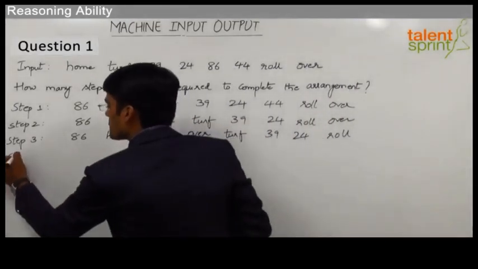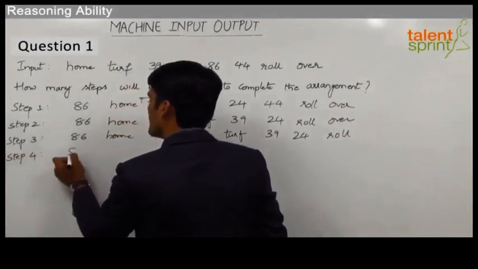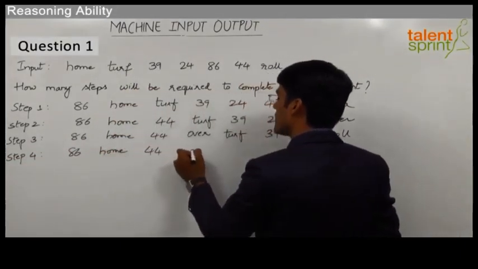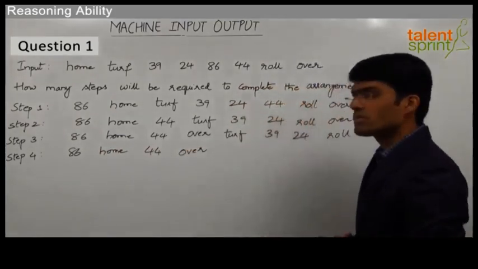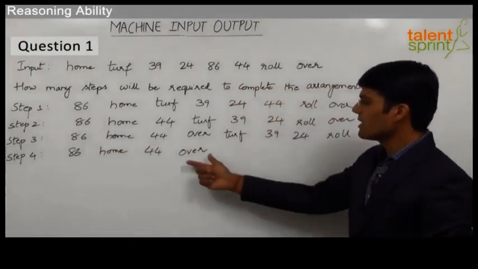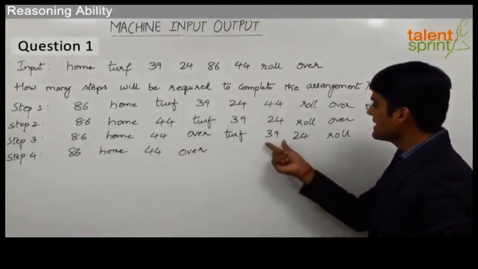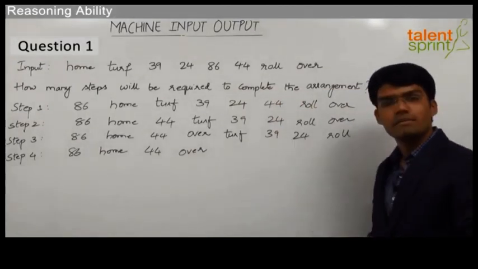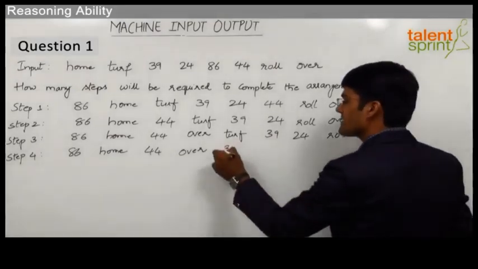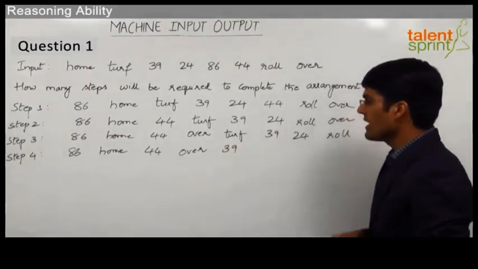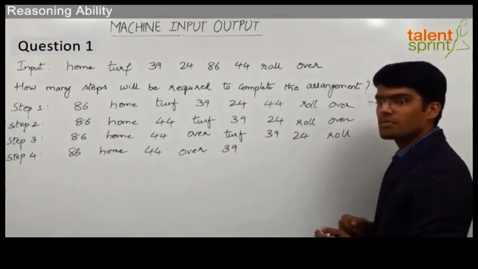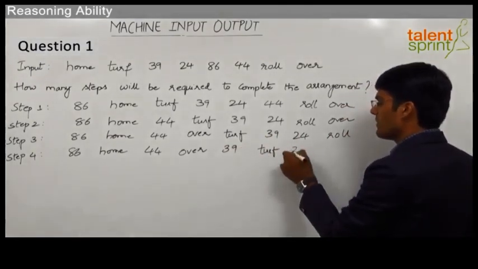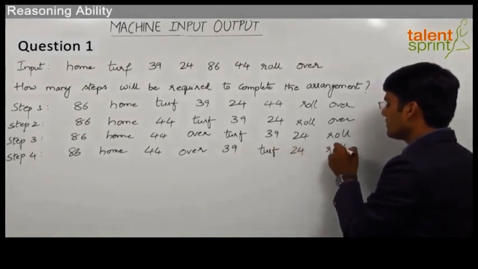Then coming to step 4, we know that 86, home, 44 and over have been brought to their correct places. After over, we need to have a number, and that number should be 39, as it is the higher number among 39 and 24. So 39 is brought to position 5 and the remaining elements are just pushed aside. So turf, and 39 has already come here, followed by 24, roll.